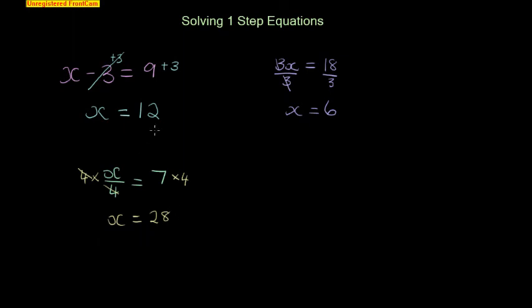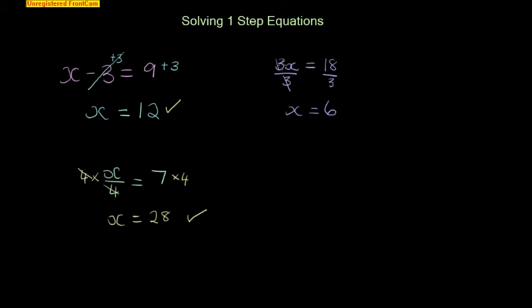And you can always check the value that you found for your variables by just subbing back into your original equation. So if you look at this last one we've done, if x is 28, 28 divided by 4 is 7. So that has to be correct. So go to this first one here. If x is 12, 12 minus 3 is 9. So this is also correct.